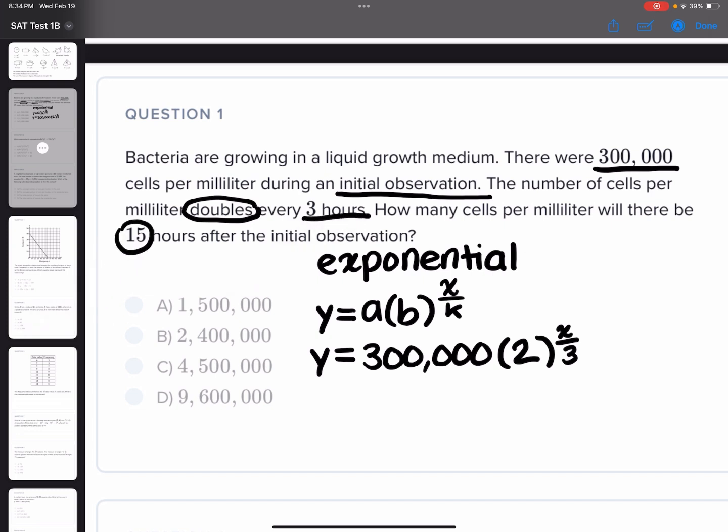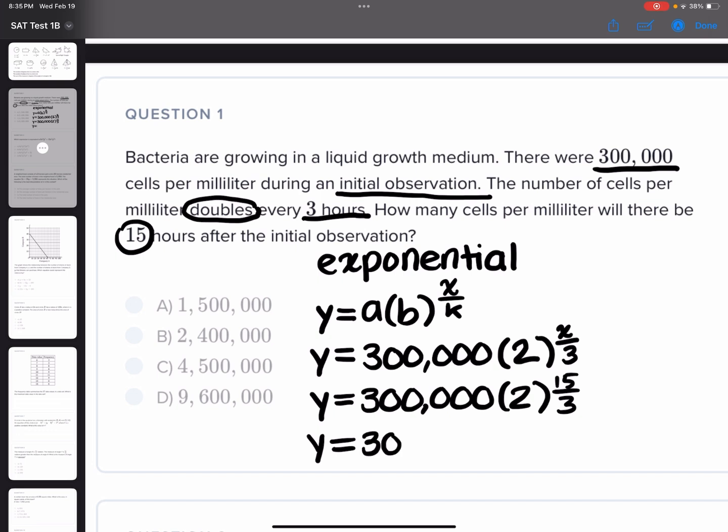So we're given 15, so let's plug in 15. And of course, if you brought your own calculator, you may start plugging in the numbers right now, right? 2 to the 15 over 3. And this simplifies to y equals 300,000. I'm writing down every single step, and a lot of this is really unnecessary if you know what you're doing, but I want to show you guys every part of the process.